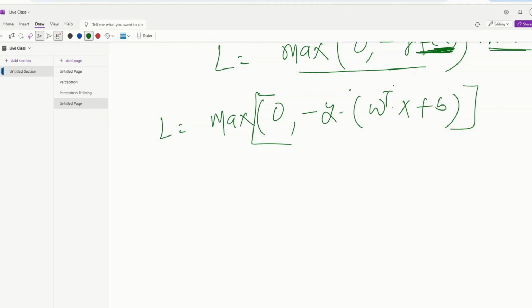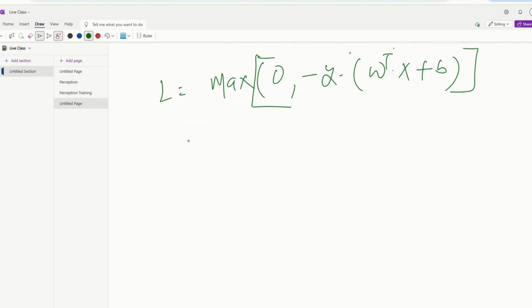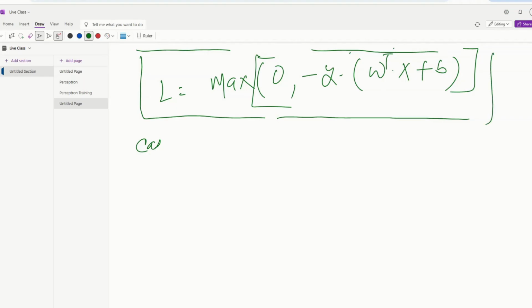Now, if you remember, in the perceptron model, let us put it this way. My purpose here is to decode this mathematical formula and make it simple, so that you can understand what a loss function actually is and how it works. So I have two cases.